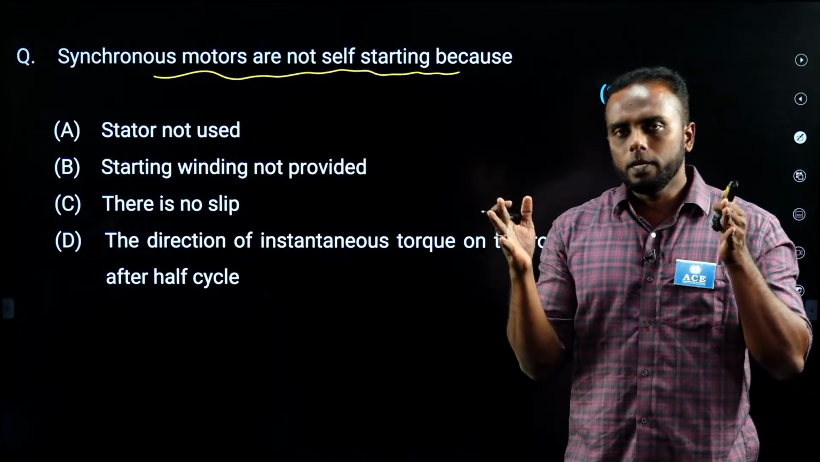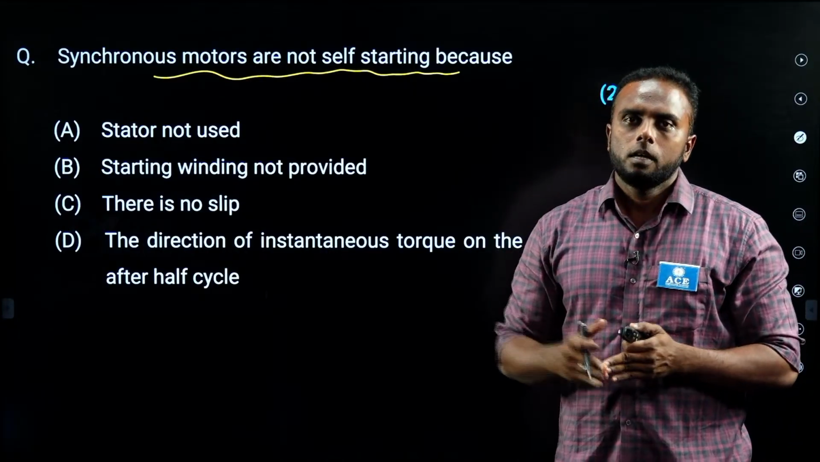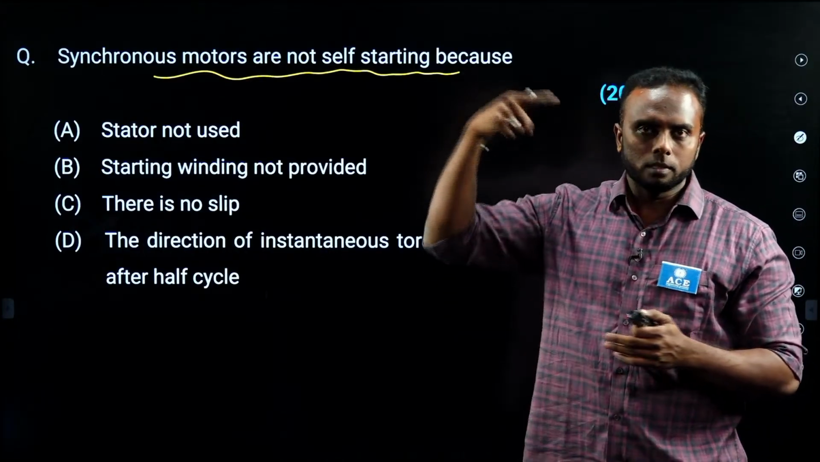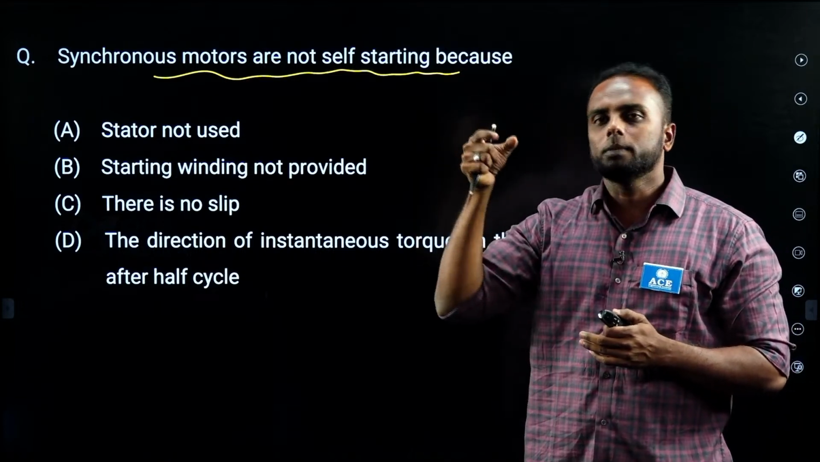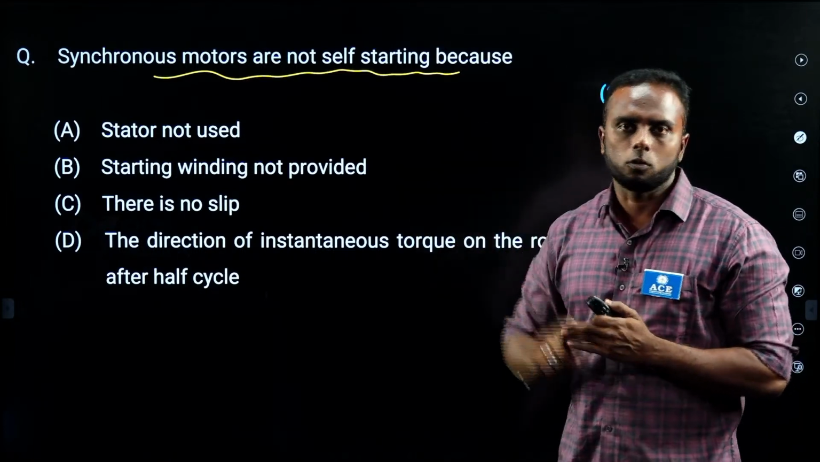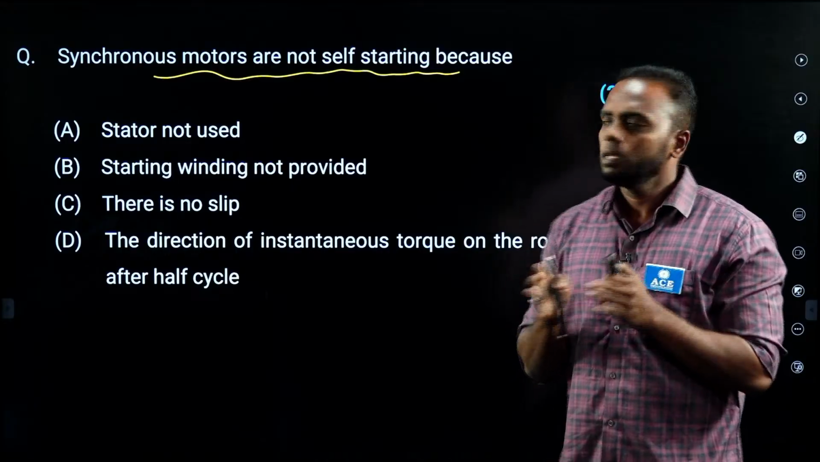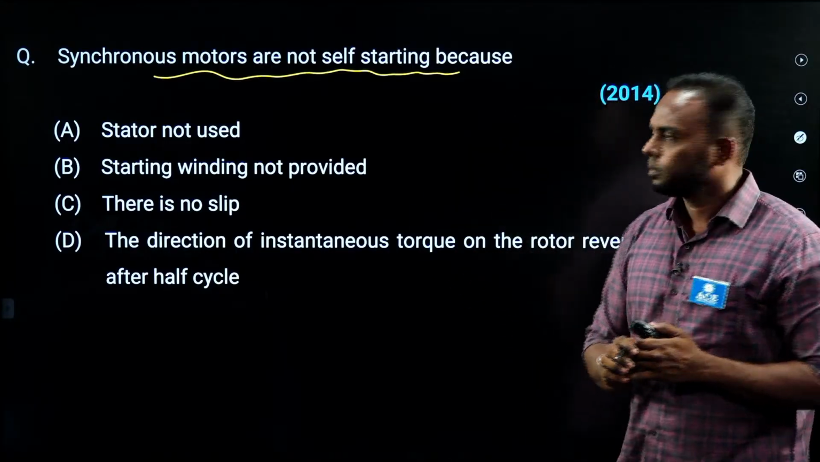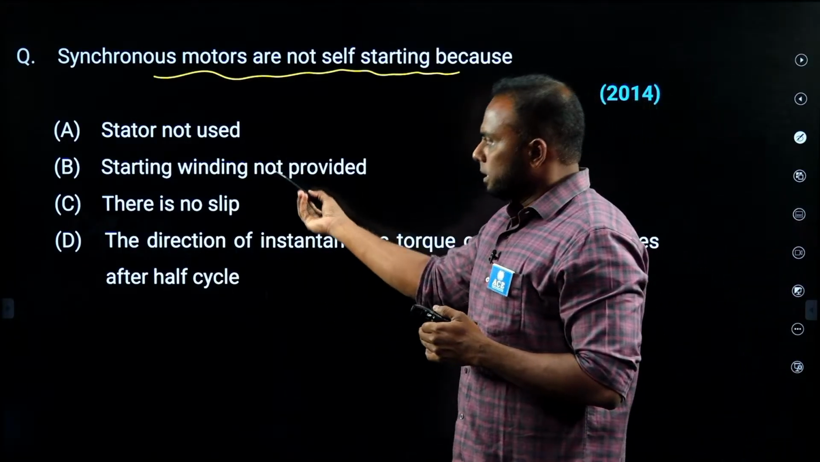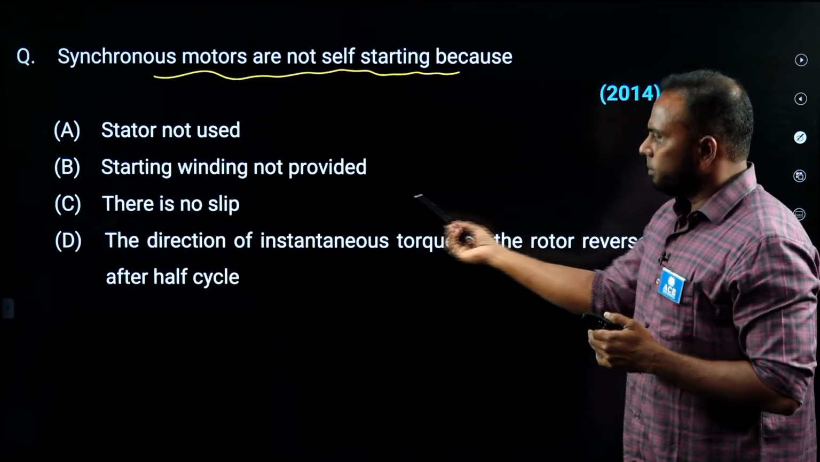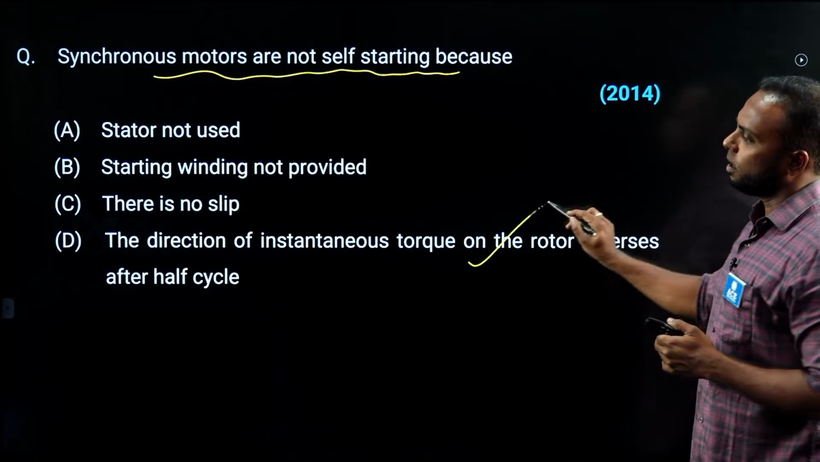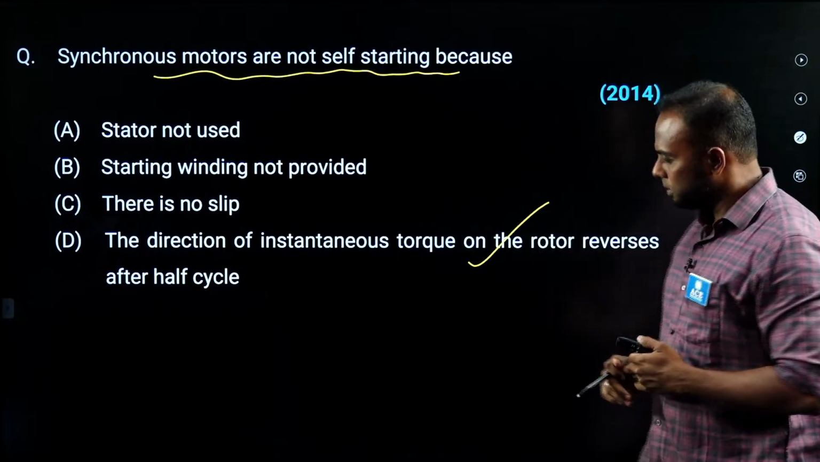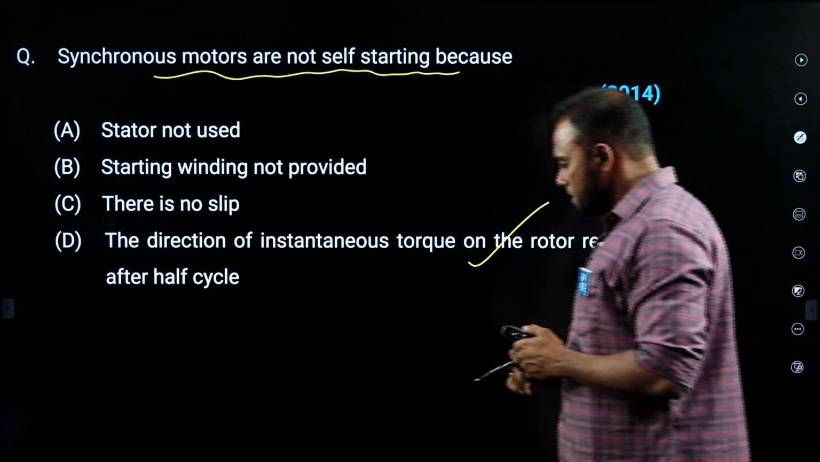Due to the heavy inertia of the rotor, it cannot reach the speed at which the stator poles' RMF is rotating. At the time of starting, that much speed is not possible for the rotor due to its high inertia. Here the starting winding is not provided, there is no slip, and the direction of instantaneous torque on the rotor reverses after half cycle. So the answer for this is option D. Next question.